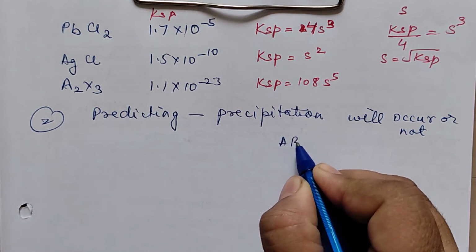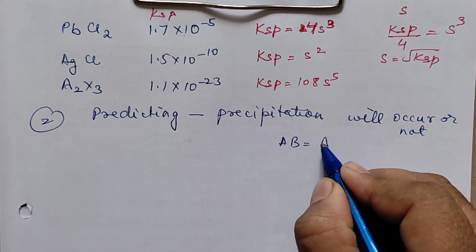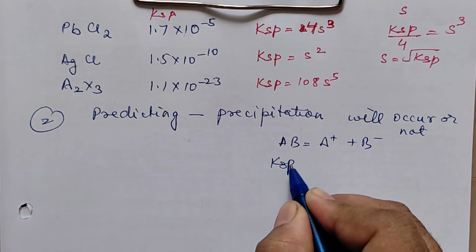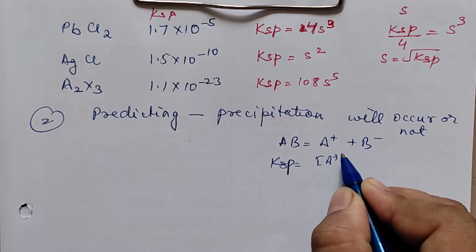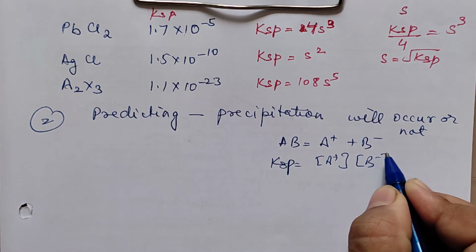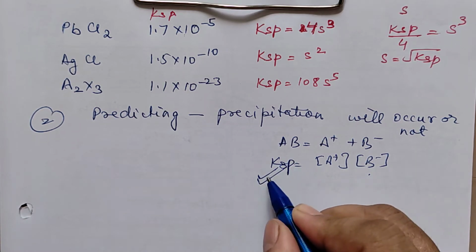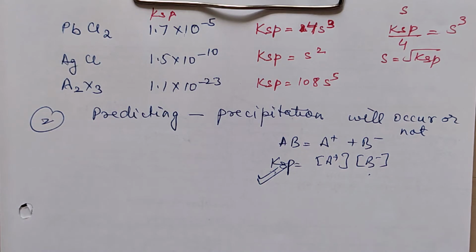Suppose I wrote a salt AB forming A plus and B minus. So what did we write? The Ksp is equal to the concentration of A plus into B minus. These are the ions. This value we know. This is always known to us, at 298 K, as I told you, it is always calculated.